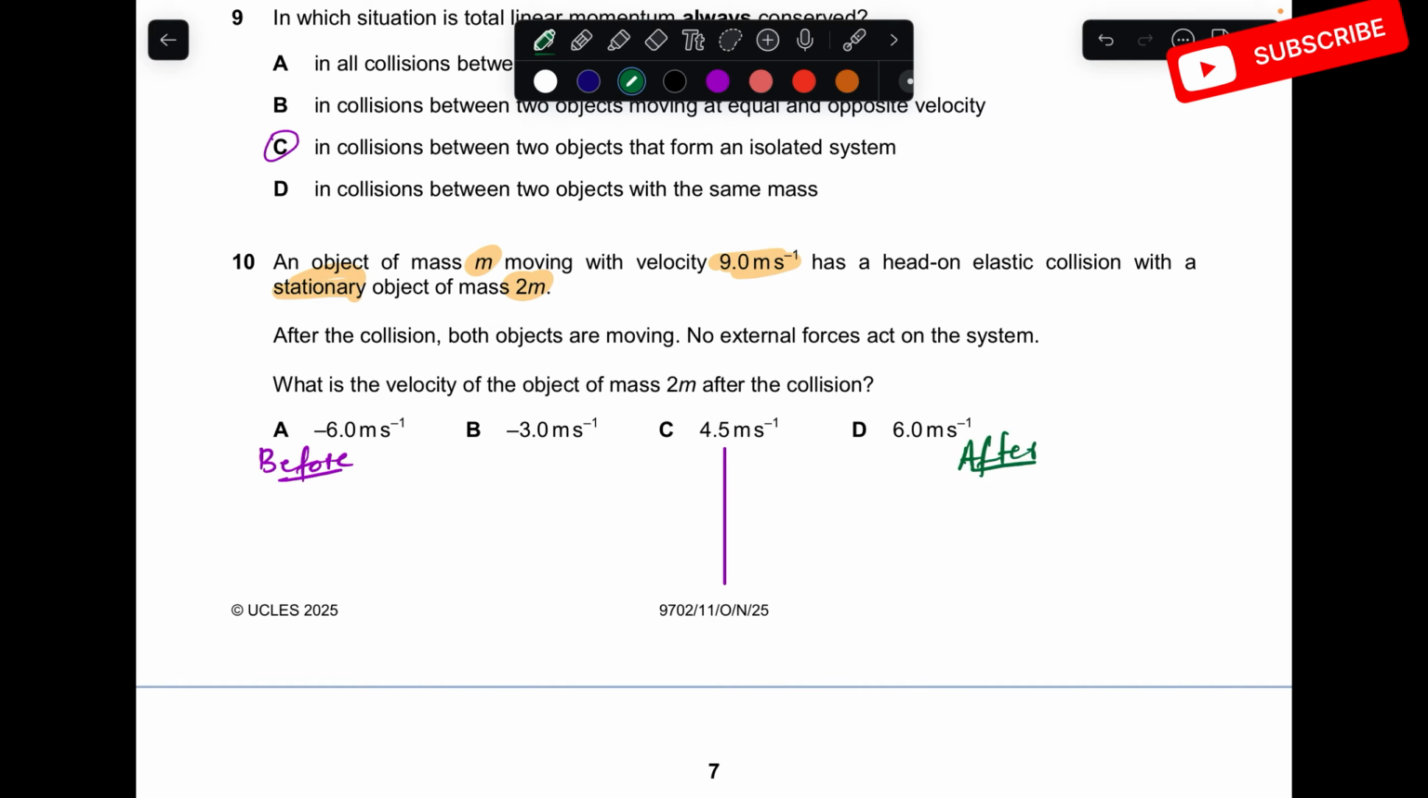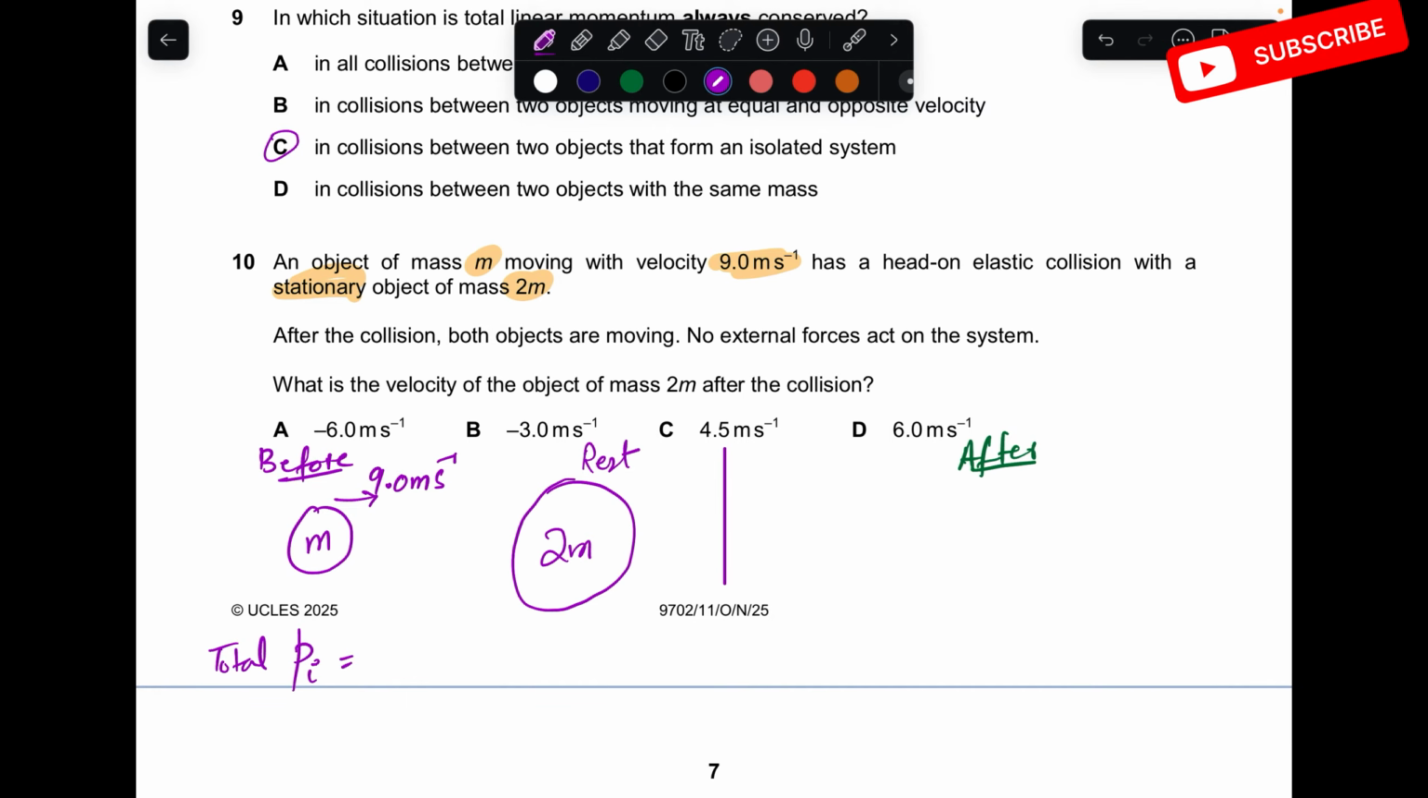Okay, let's try to understand what they are trying to tell us. There is one object whose mass is m, and let's suppose it is moving towards the right side. Its velocity is 9.0 meters per second. There is another object of double the mass, 2m. It is at rest. Okay, so total initial momentum will be m into 9 plus 2m into 0. That will give me 9m, right?